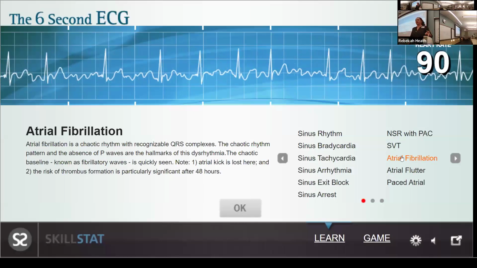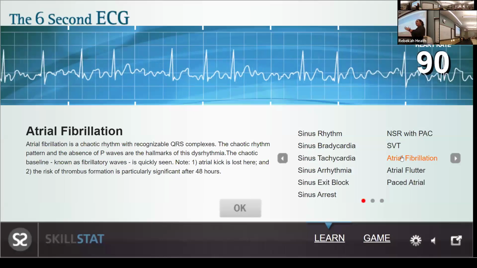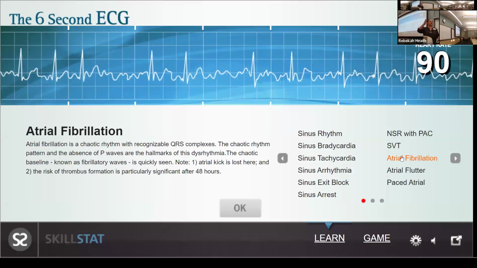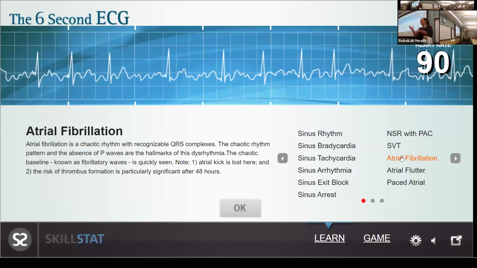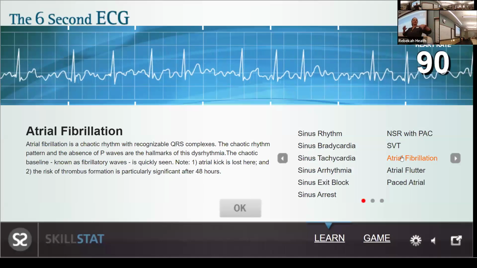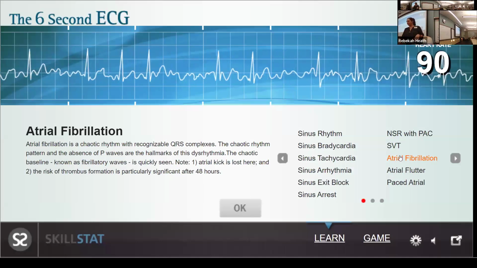They're very irregular, right? With a flutter, we had EKG complexes that were happening regularly. But with AFib, they're just bouncing around. There's no regularity to it.